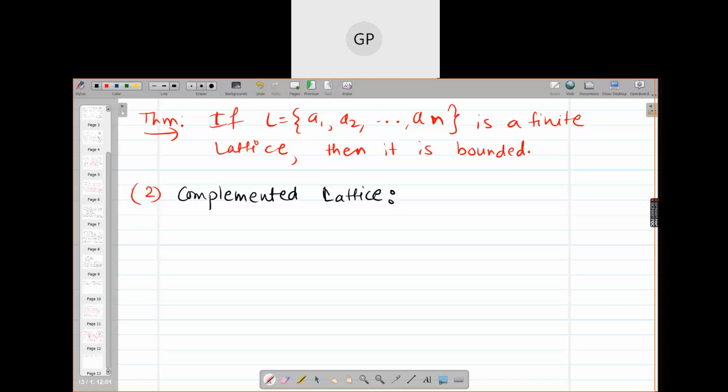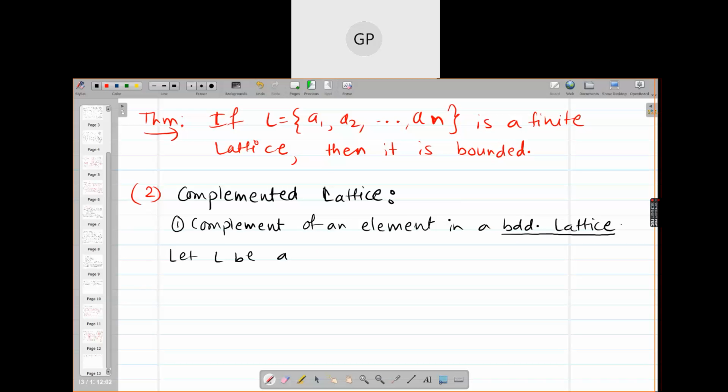Before that, we need to write a definition: the complement of an element. First we will see what the complement of an element is, in a bounded lattice. We always have to take a bounded lattice to define a complement. So, let L be a bounded lattice.